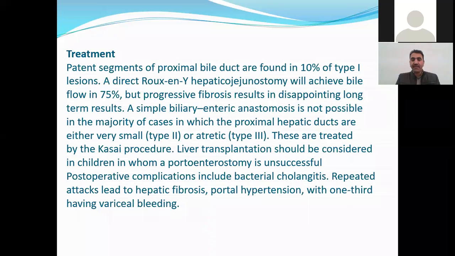A simple biliary enteric anastomosis is not possible in the majority of cases, in which the proximal hepatic ducts are either very small, in type 2, or atretic, in type 3. These are treated by the Kasai procedure, discovered by a Japanese surgeon. Liver transplantation should be considered in children in whom portoenterostomy is unsuccessful.